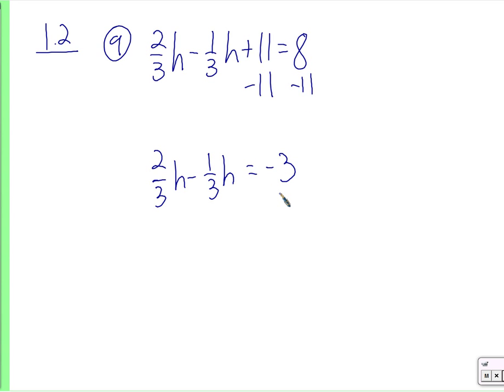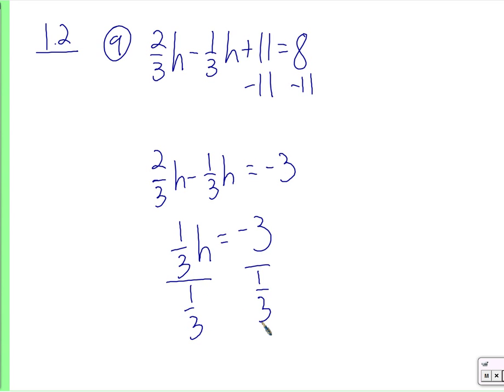So that's a good thing. The only things left on this side are the h terms. Well, since they're both like h terms and they both have the same denominator, you could subtract them. Sure. 2/3 of an h minus 1/3 of an h must be 1/3 of an h. Very good. 1/3 times h equals -3. Aiden? Divide by what? By 1/3.